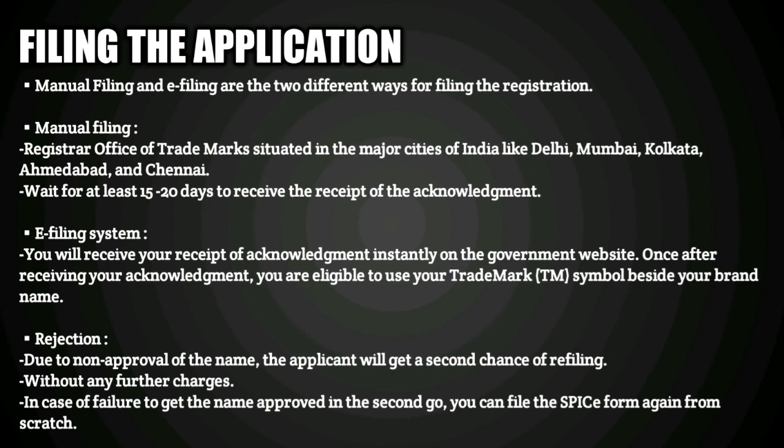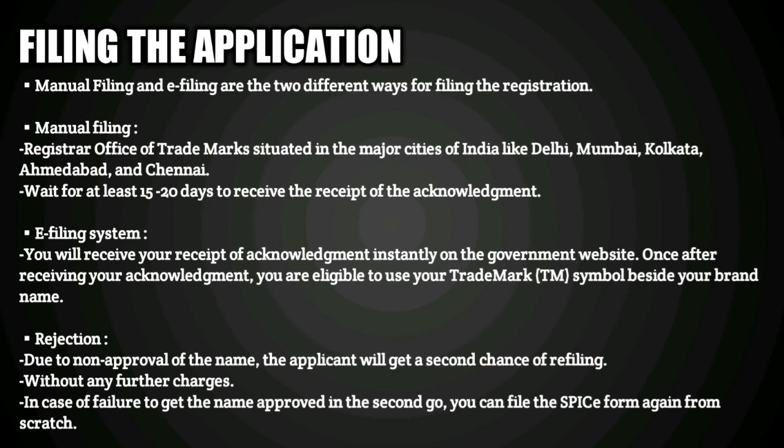There are two ways to file the registration application. The first way is manual filing, the second way is e-filing. If you choose manual filing, then you have to personally go and hand over your application for the registration to the Registrar Office of Trademarks, situated in the major cities of India like Delhi, Mumbai, Kolkata, Ahmedabad, and Chennai. After that, you have to wait for at least 15 to 20 days to receive the receipt of the acknowledgement. But in the case of e-filing, you will receive your receipt of acknowledgement instantly on the government website.